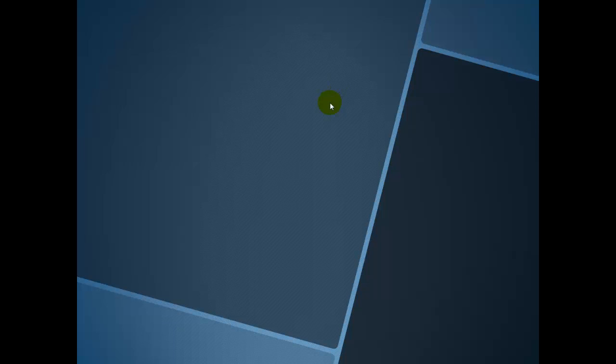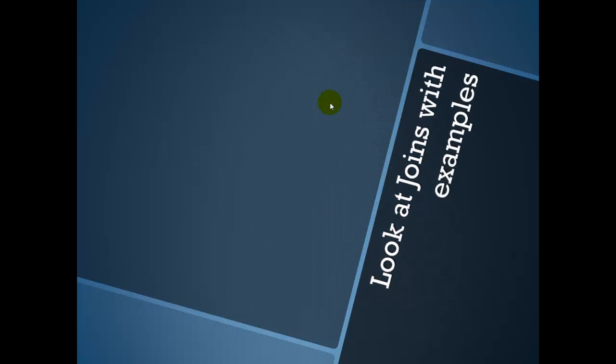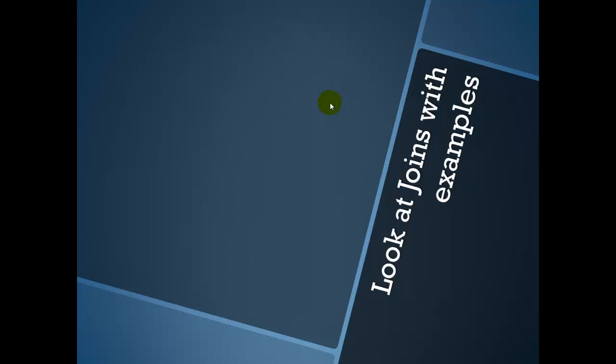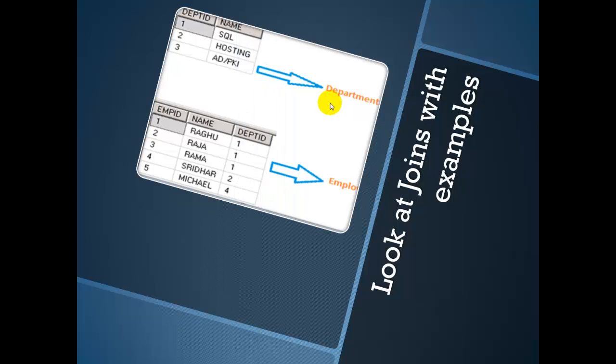So the next slide is about the examples for each and every join we have in our SQL Server. These are the two tables I'm going to write examples on. One is the department table, the other one is the employee table. The department table has 3 rows in it, that means 3 departments. One is the SQL department, another is the hosting department, and the other one is the AD or PKI team.